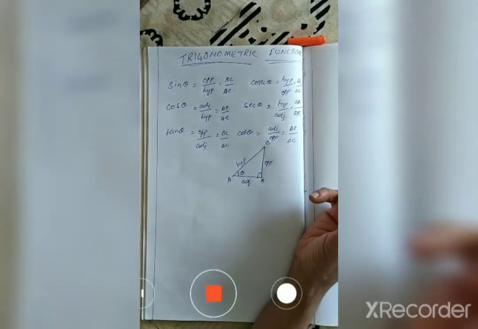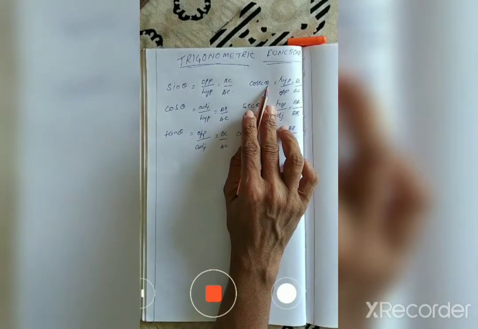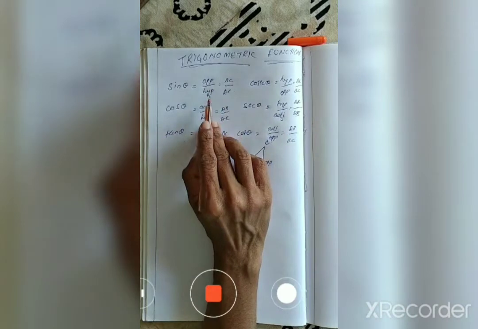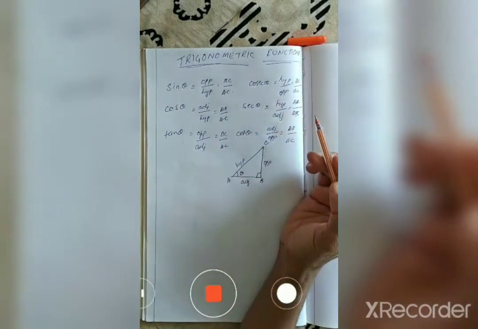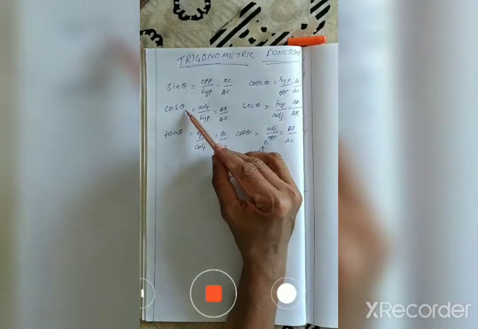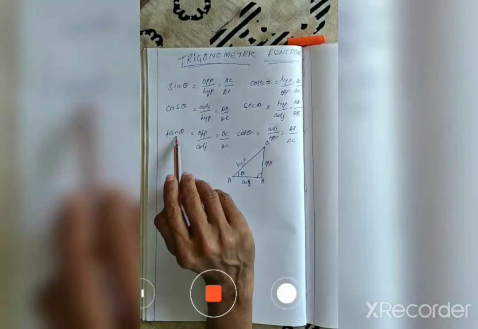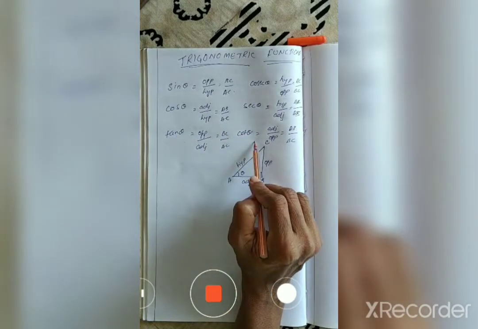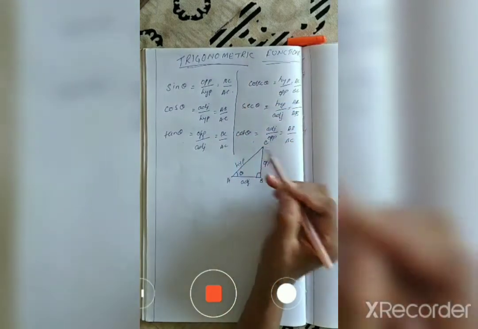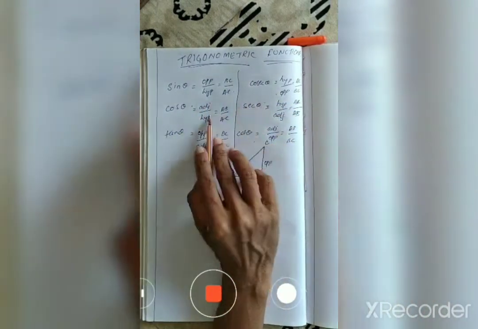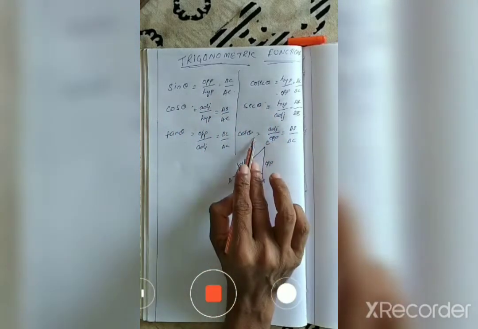Now you know sine theta and cosecant theta are reciprocal functions. Opposite side by hypotenuse is sine theta and hypotenuse by opposite side is cosecant theta. Similarly, cos and secant are reciprocal functions. Tan and cot are reciprocal functions. And if you write like this, it is easy to understand what are reciprocal functions: sine and cosecant, cos and secant, tan and cot.